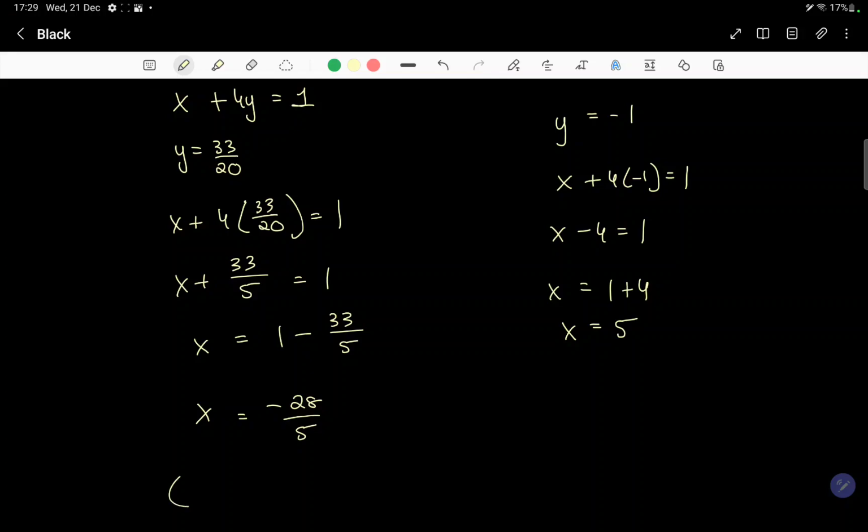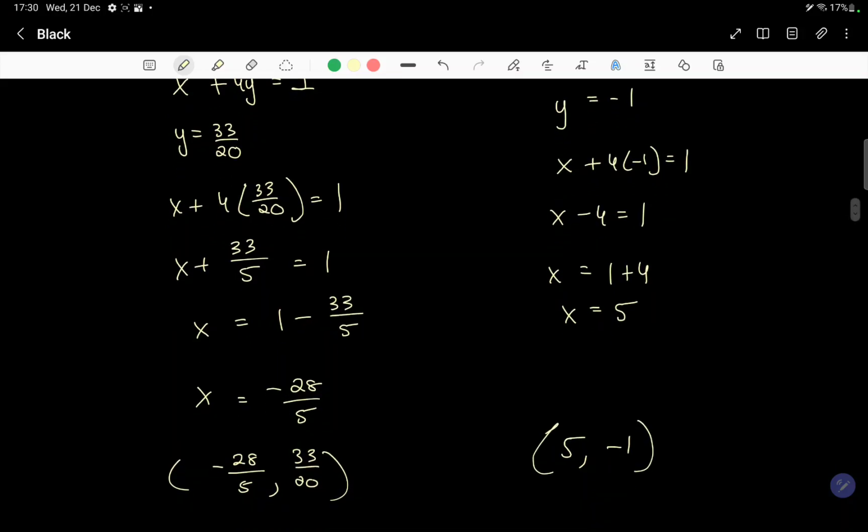So the points then which they cross over are, we have our x value and our y value. And then over here we have an x value and another y value. And that's it solved. So the points where they cross over, the curve and the line, are those 2 points there.